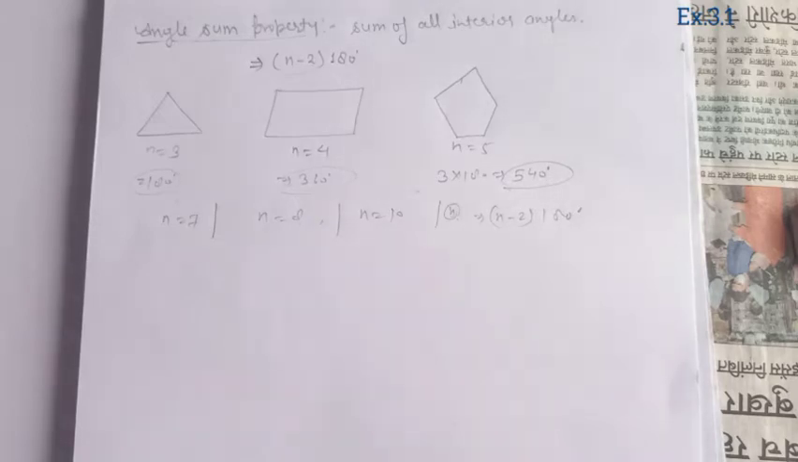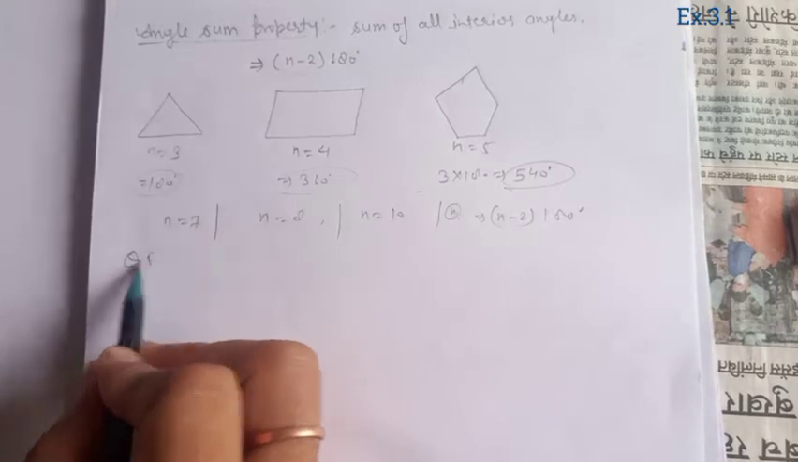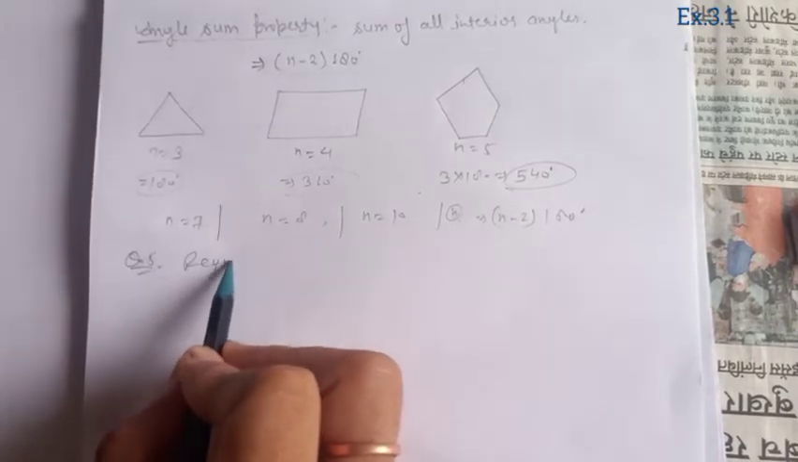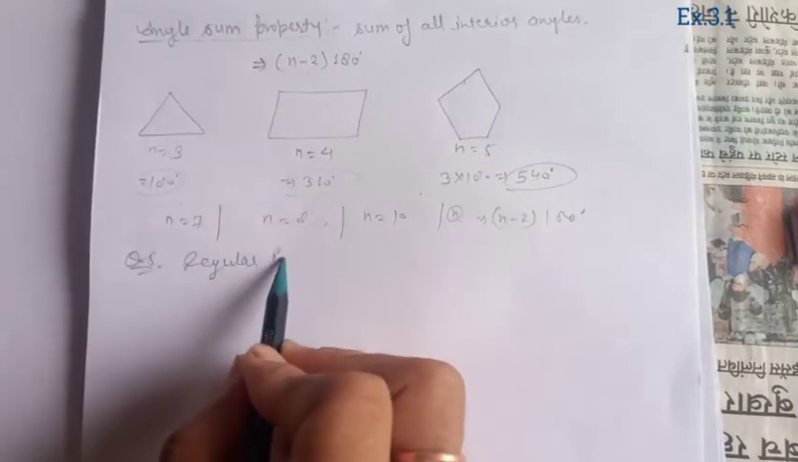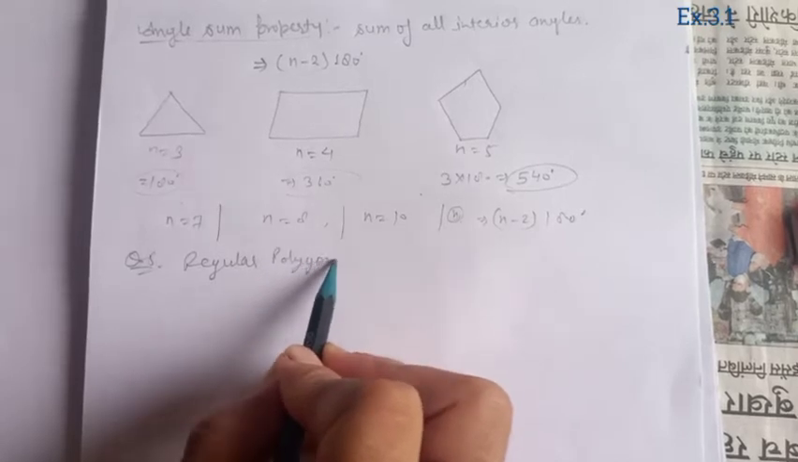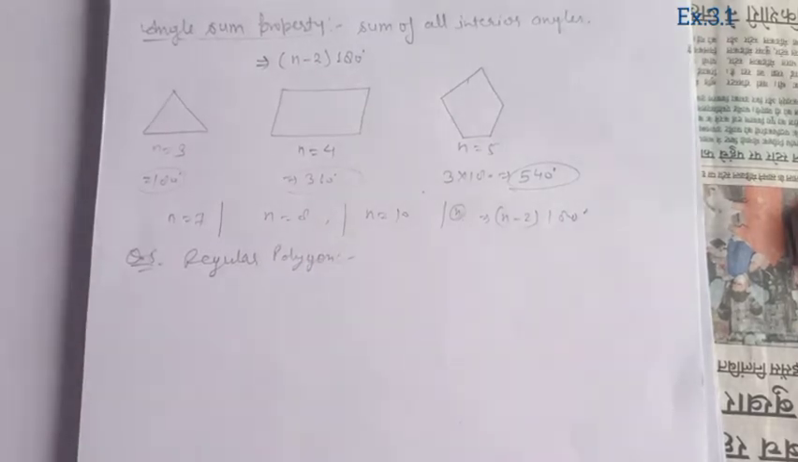Next students, question number 5, what is a regular polygon? As you know, a regular polygon is a polygon made up of line segments in which all interior angles are equal, as well as the lengths of the sides are also equal.